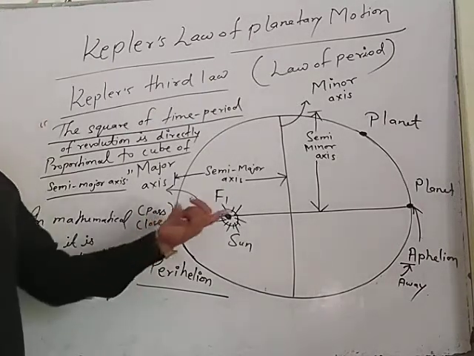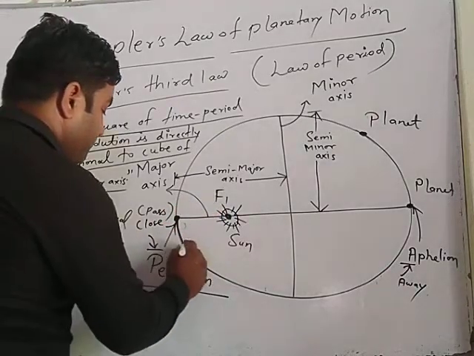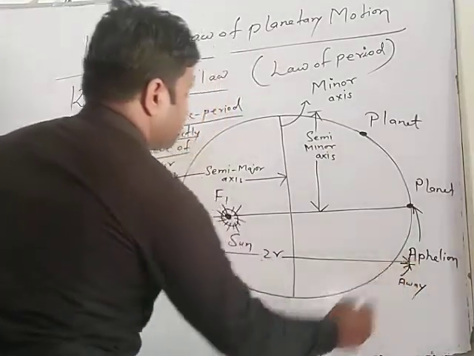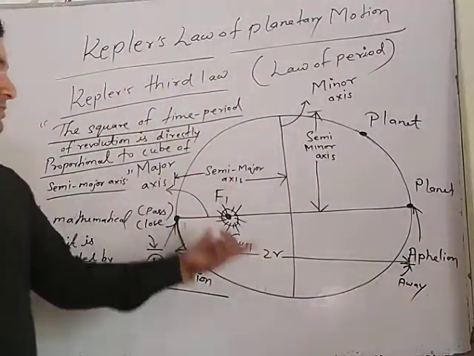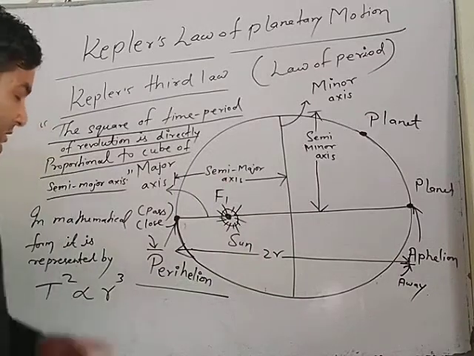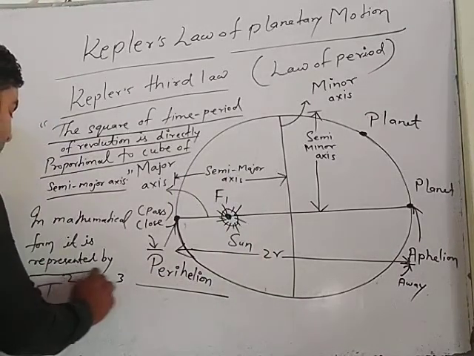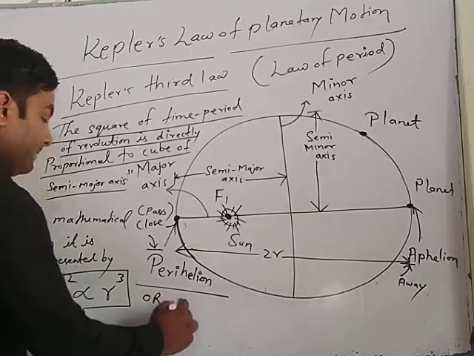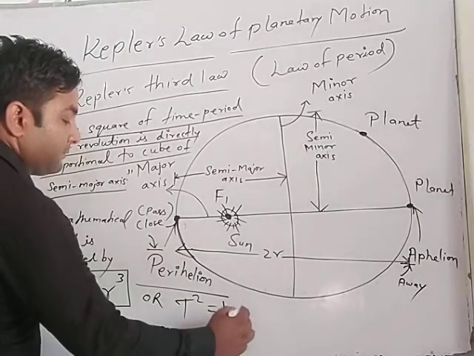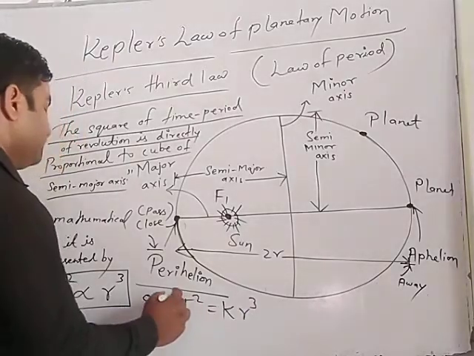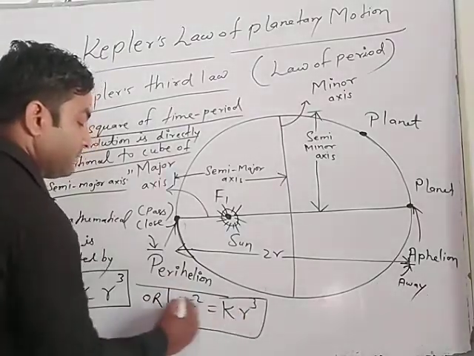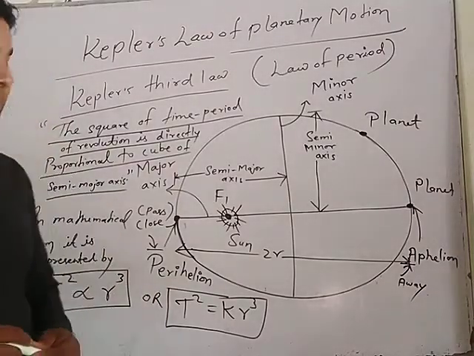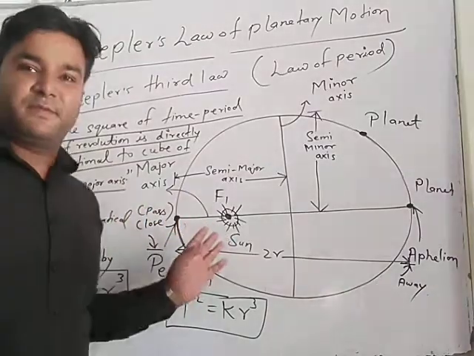Here r means half of 2r. If this one represents 2r, that is the major axis length 2r, then half of it means what? 2r upon 2, that is r. So T square is proportional to r cube, and T square is equal to k r cube. Anyway, we can write it. So this is the statement of Kepler's third law and its mathematical form.